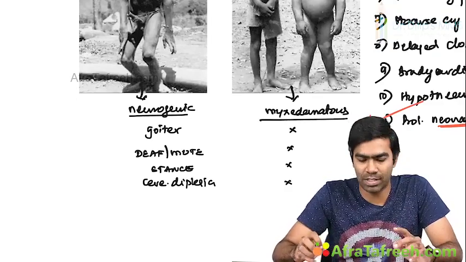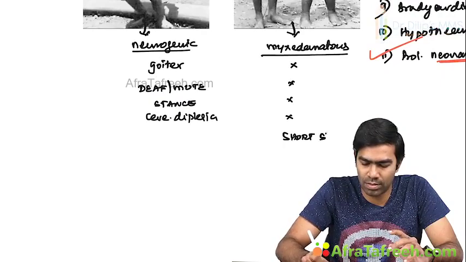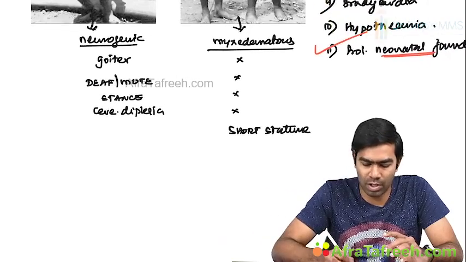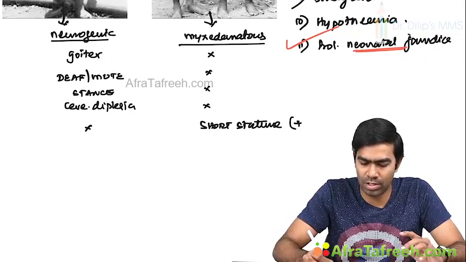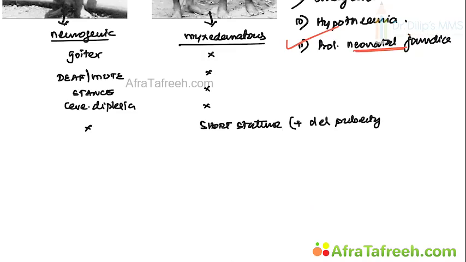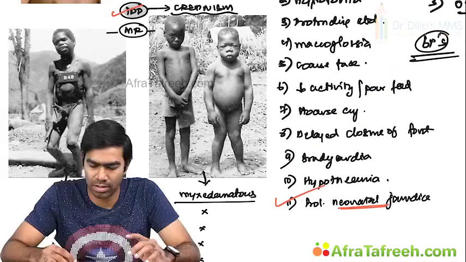So what you will see in myxedematous forms, the most prominent thing will be short stature. Which is not a usual problem in neurogenic cretinism, but apart from short stature, they will have a delayed puberty. They will have myxedema, which means they will be puffy. You can see those children. And you can see this is a normal child on the right side for comparison. And you can see the height is less.